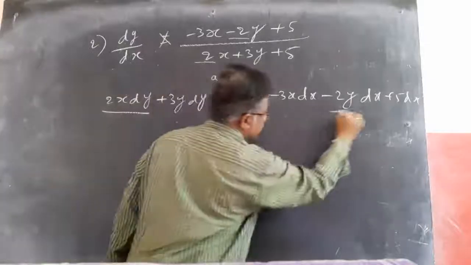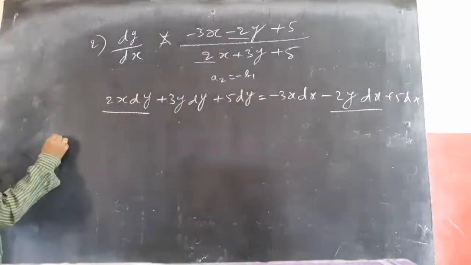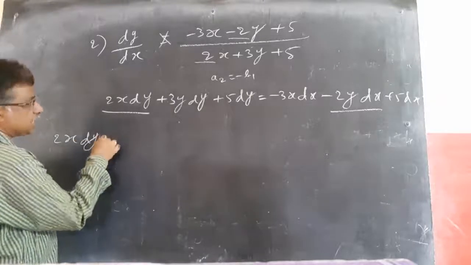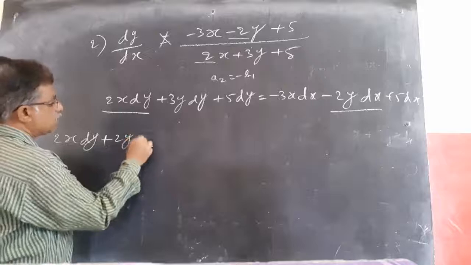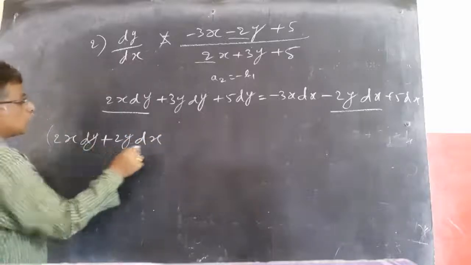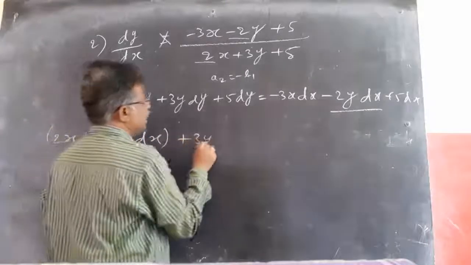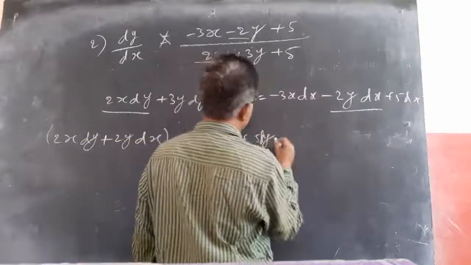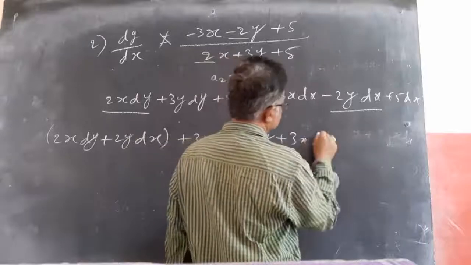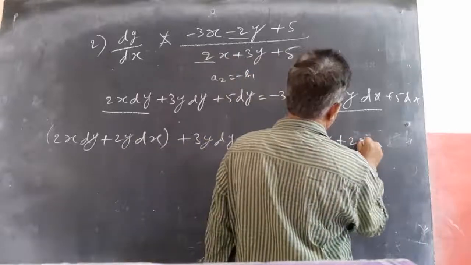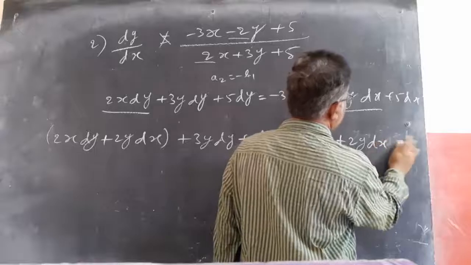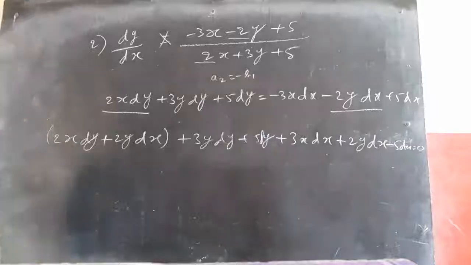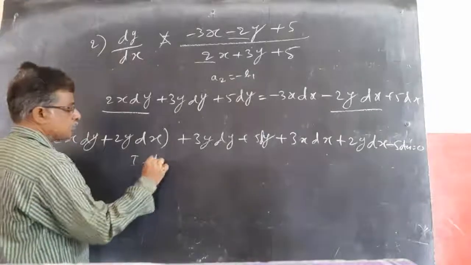You can group these two always, that is 2x dy plus 2y dx, group these two obviously, remaining as 3y dy plus 5 dy plus 3x dx minus 5 dx equal to 0. Now integrating on both sides.